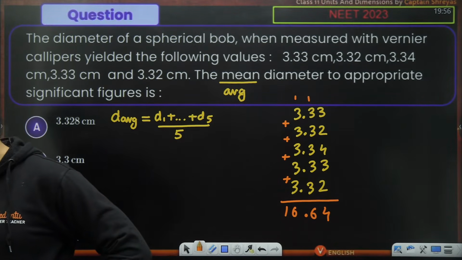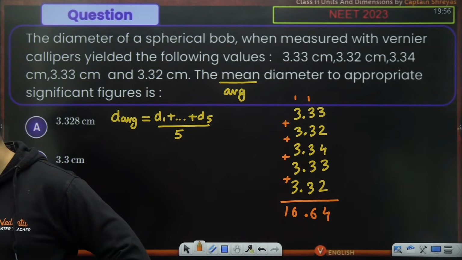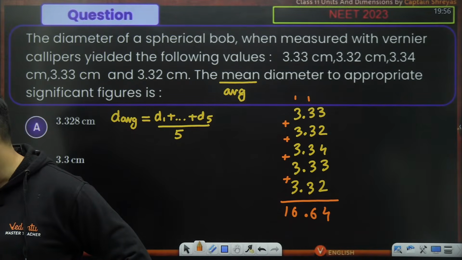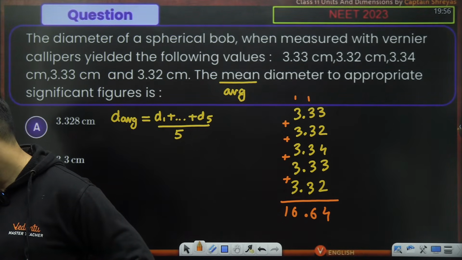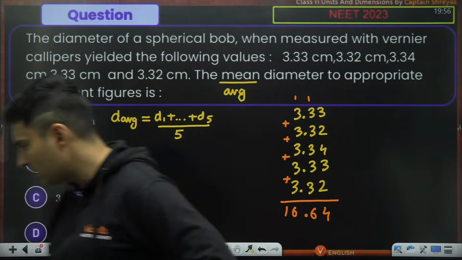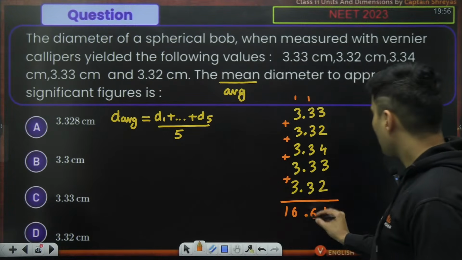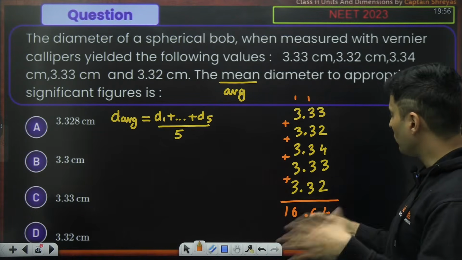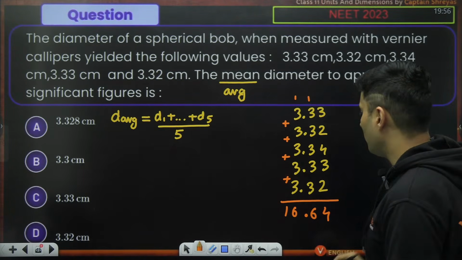Just add 3.33 plus your 3.32 plus 3.34 plus 3.33 and 3.32. Just see how much you are getting. 16.64. Yes, very good. Perfect. Okay. Now, the final answer should have the same decimal places as all these. So we are done. Nothing problematic.